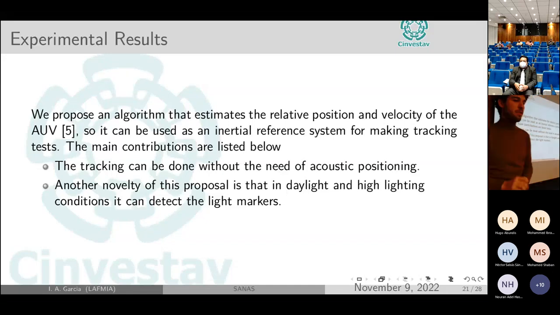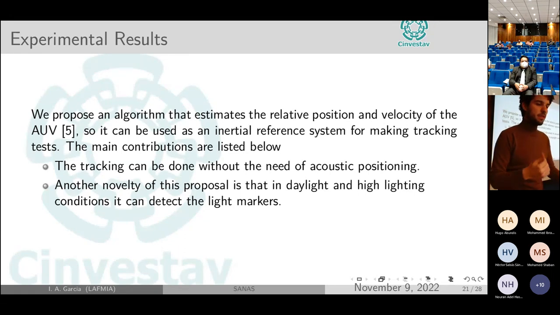Now for the experimental results, these are the main things that we found using this algorithm. The tracking can be done without the need of a custom positioning. And another novelty of this approach is that in daylight and high lighting conditions, it can detect the light markers.